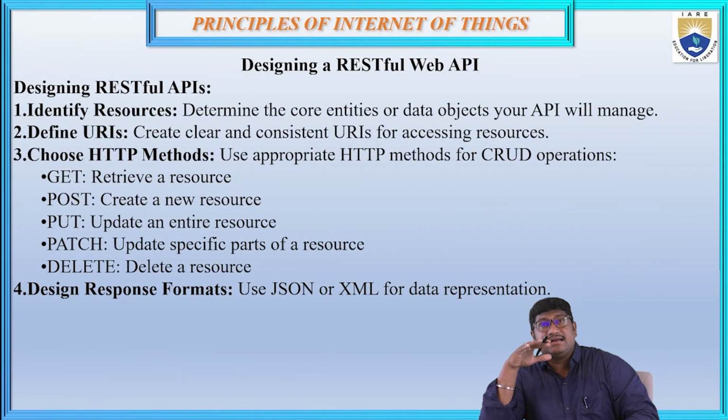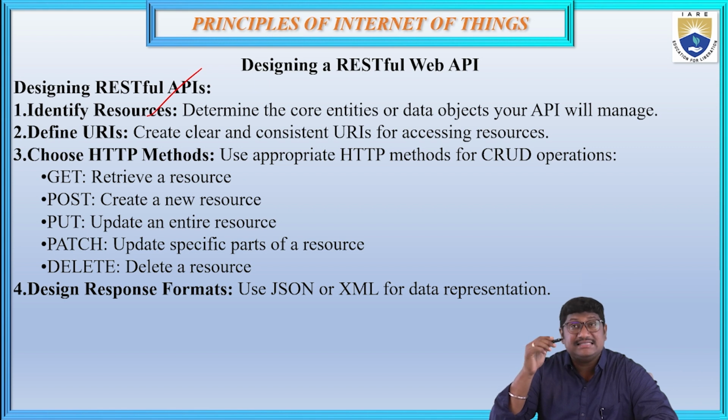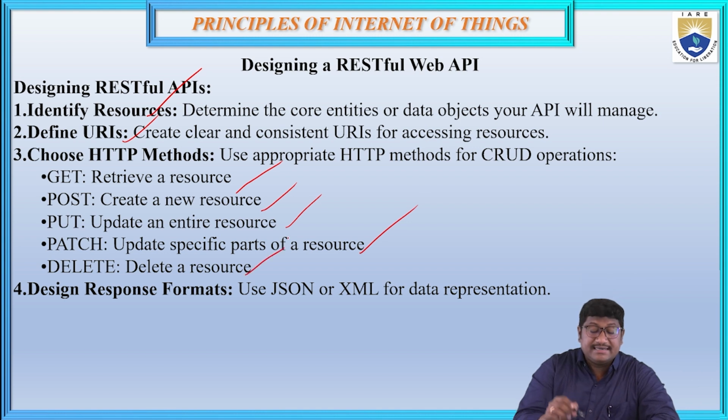How this particular designing will be done is based on four factors, guys. We need to identify the resources, meaning the entities or data objects which should be managed by the API, and we need to define URIs, which are clear and consistent URLs used for accessing resources. And HTTP methods, I already told you: GET, POST, PUT, PATCH, DELETE. GET is used for retrieving a resource, POST is used for creating a resource, and PUT is used for updating an entire resource. PATCH is used for updating specific parts of a resource. DELETE is used for deleting a resource.